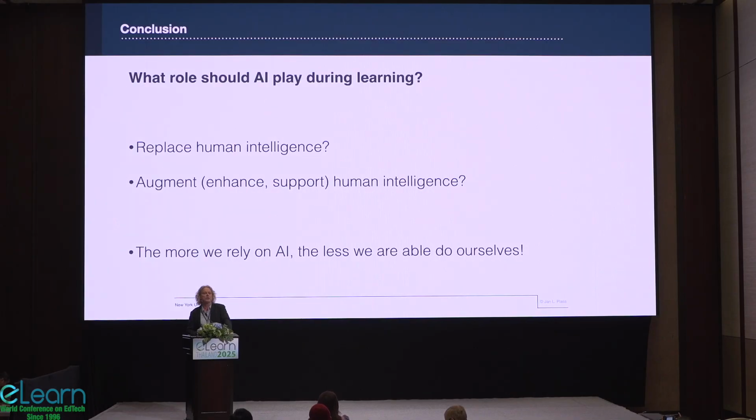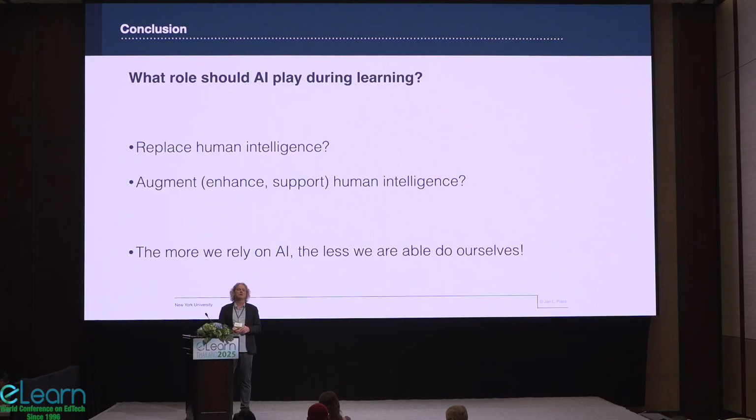I should have started with that, but what is the role that we want AI to play, right? Do we want to replace human intelligence or augment it? And we all say when asked this question, we need to augment it. I should have made that another survey. Everybody wants to augment it. Because everybody understands that the more we rely on AI, the less we're able to do ourselves.